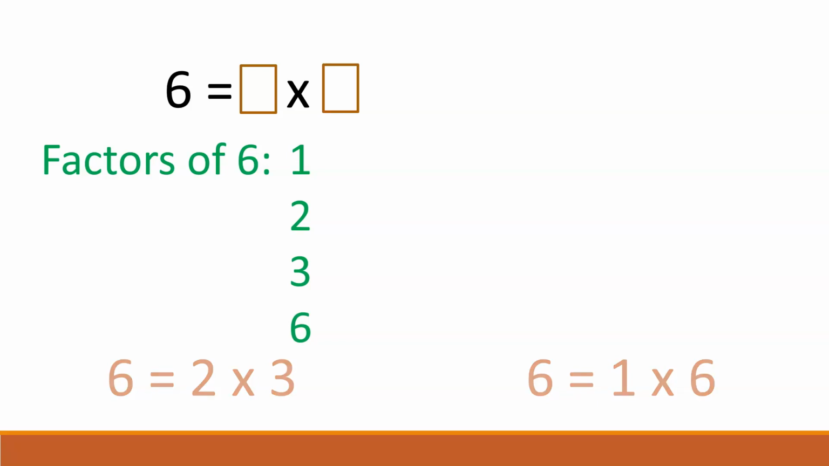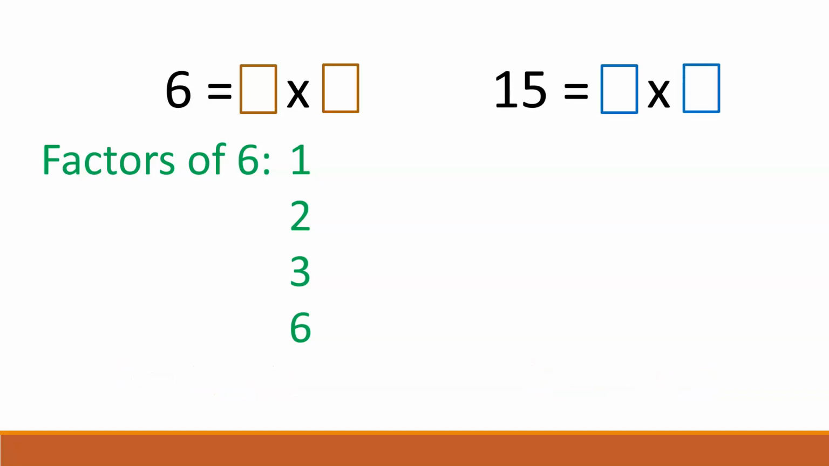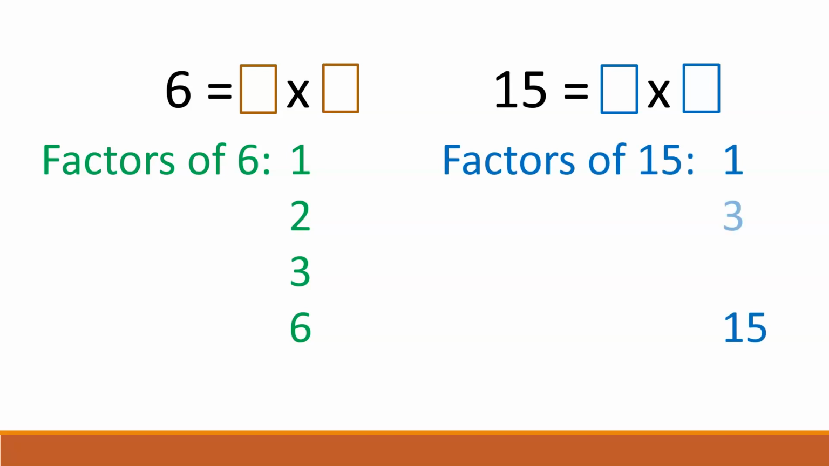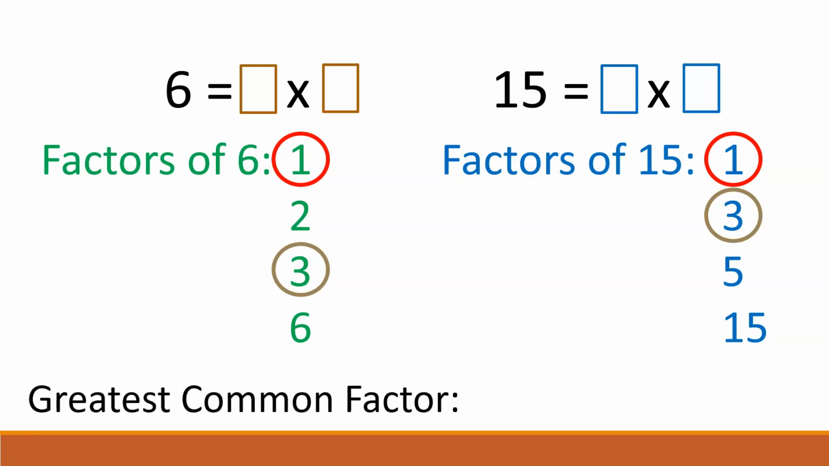We can do that with any number. If we wanted to know what the factors of 15 are, we could think of 15 as 1 times 15, or 3 times 5. So the factors of 15 are 1, 3, 5, and 15. By comparing the numbers in the lists, we can see that there are some factors that happen in both lists. Those are called common factors. And if we're asked to find the greatest common factor, that's the largest factor that is a factor of both 6 and 15, which in this case is the 3.